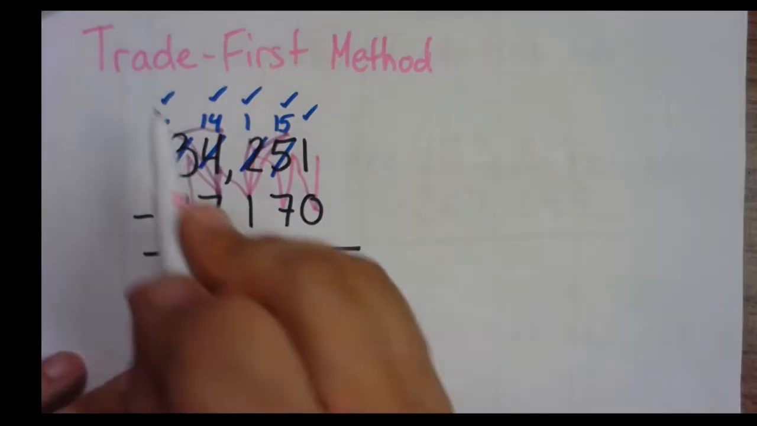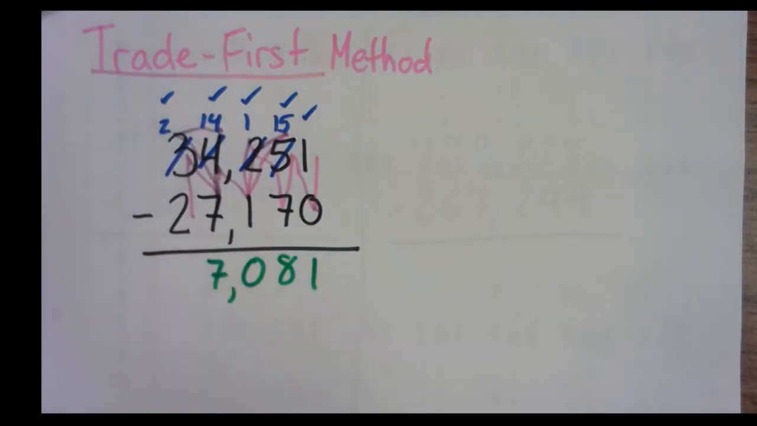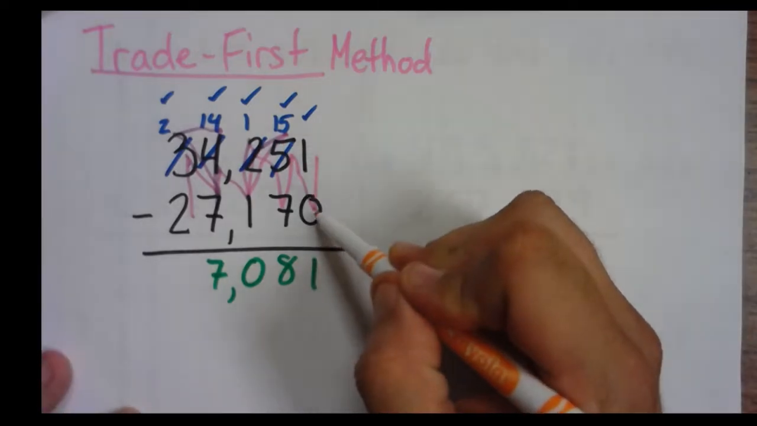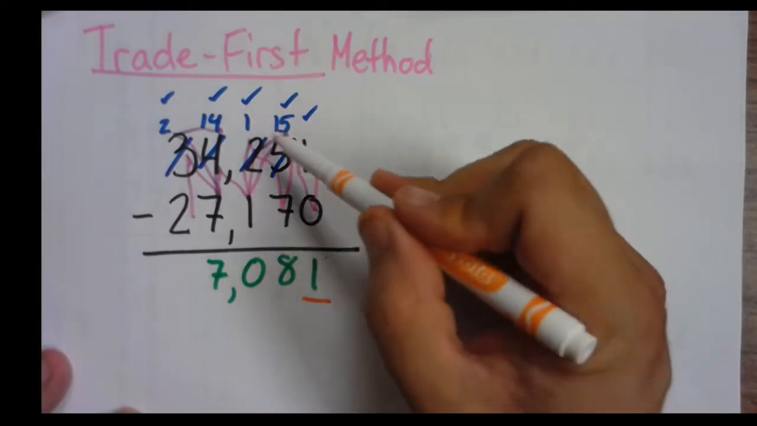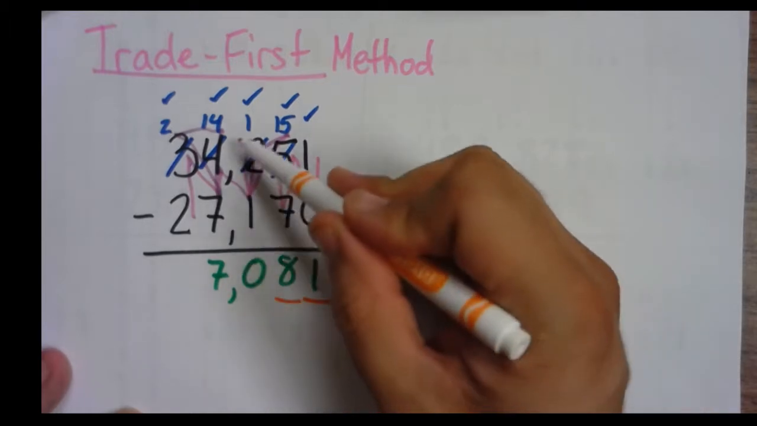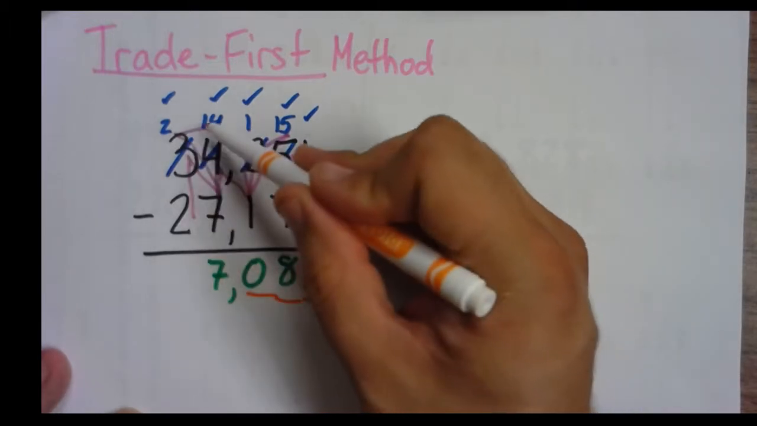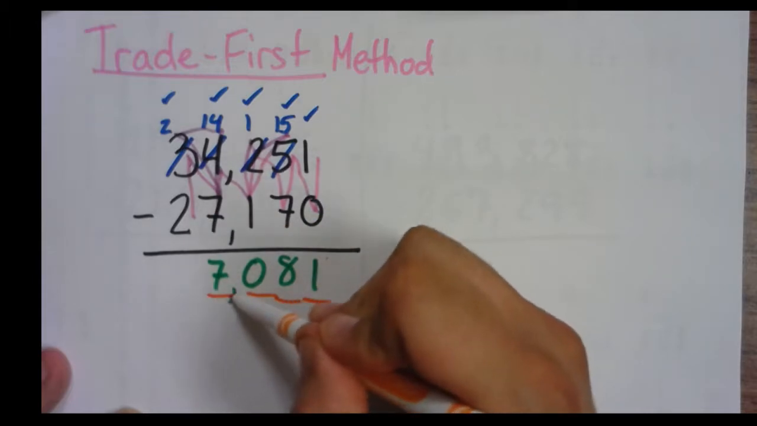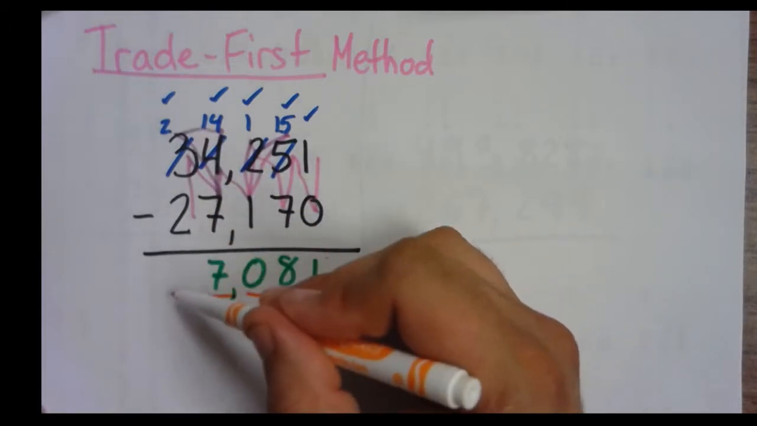And then after I've done all of my trading first, then I'm going to come back, and that's when I'm going to really solve it. 1 minus 0 equals 1. 15 minus 7 equals 8. 1 minus 1 equals 0. 14 minus 7 equals 7. 2 minus 2 equals nothing.